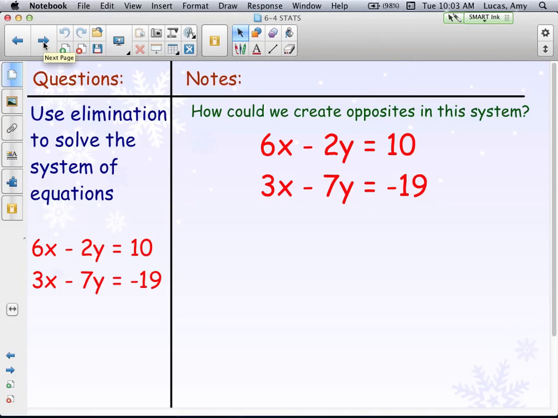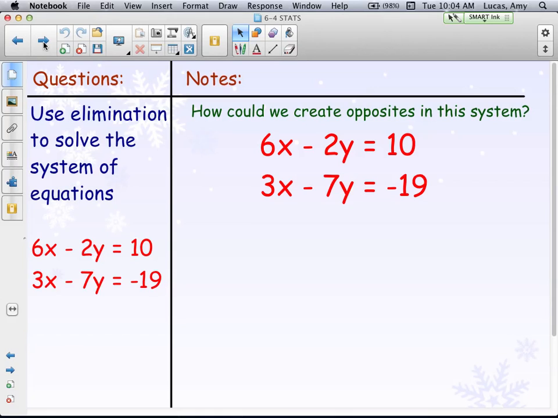So in this first system, it says use elimination to solve the system of equations. 6x minus 2y equals 10, and 3x minus 7y equals negative 19. So the question in green, how could we create opposites in this system? Because right now, at the beginning, we don't have opposites. But if you look at the x terms, 6x and 3x, you may realize that creating opposites with the x terms is going to be easier than working with the y terms.